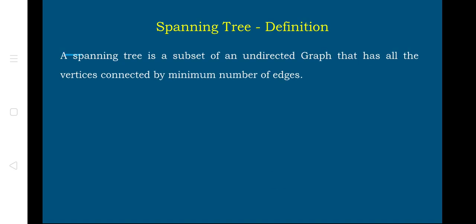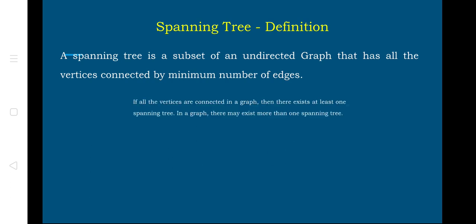or a loop. So what is a spanning tree then? A spanning tree is a subset of an undirected graph that has all the vertices connected by the minimum number of edges. So here, once you start with any vertex of a graph, it has to be connected to all other vertices by the minimum number of edges. That is called a spanning tree. It spans. The connection spans the whole tree. That means it includes all the nodes of the tree.